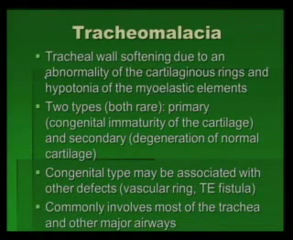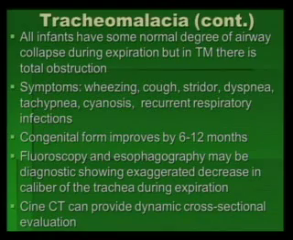Tracheobronchial anomalies. Tracheomalacia is due to tracheal wall softening due to abnormality of the cartilaginous rings and hypotonia of the myoelastic elements. There are two types, both are rare. Primary is congenital immaturity of the cartilage, and secondary is degeneration of the normal cartilage. The congenital type may be associated with other defects such as vascular rings or a TE fistula. It commonly involves most of the trachea and other major airways.